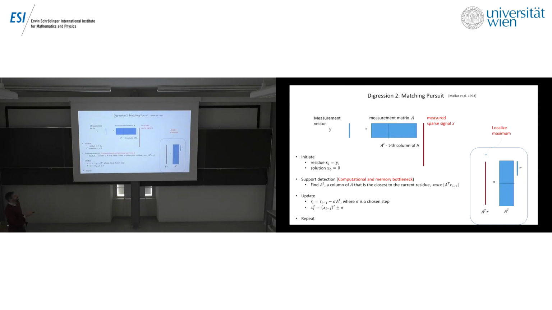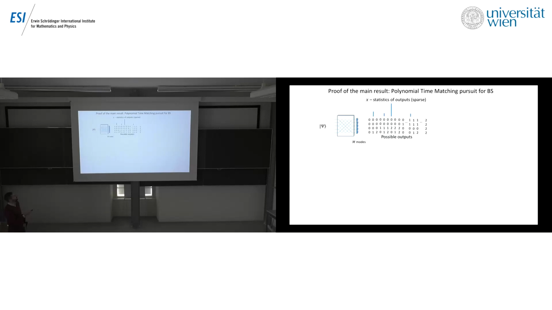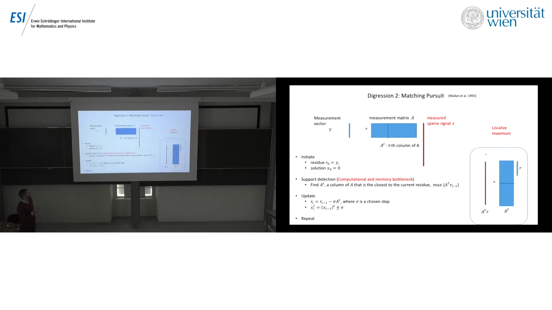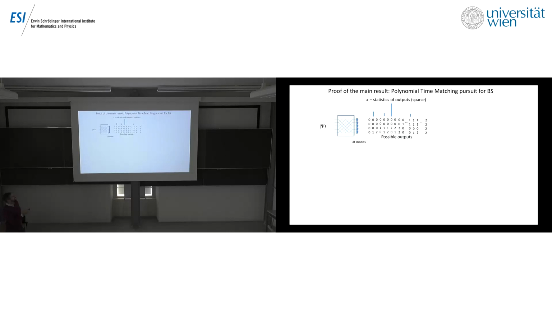But sometimes we can do it. So now I'm defining the so-called polynomial matching pursuit that I can apply to my boson sampling setup and somehow solve this crucial step, this support finding, quickly. So here I write just all possible outputs from my boson sampling experiment. I assume that in this case, from each mode, I can observe just 0, 1, or 2 photons.